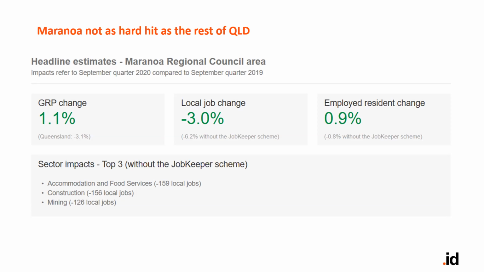When we look at our local job change though, we've had a 3% decline on September last year. Now, your local jobs are your pot of jobs that you offer for everyone inside and outside of your region. So those jobs could be FIFO jobs, drive-in, drive-out jobs. They could be jobs that are work from home, whatever it might be. They are the pool of jobs that are offered in your region. They've fallen by 3%. If you didn't have JobKeeper, they would have fallen by 6.2%.